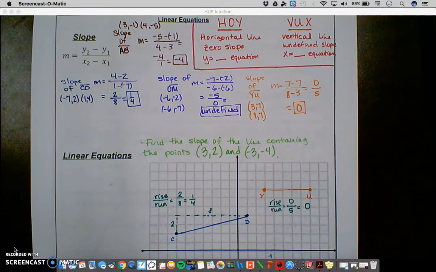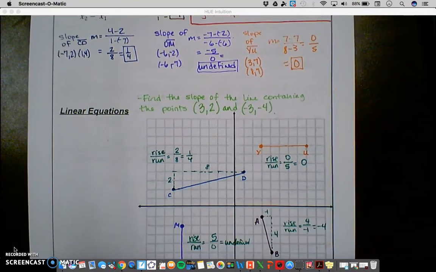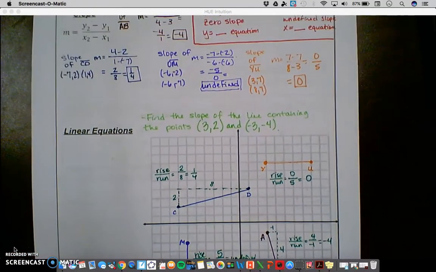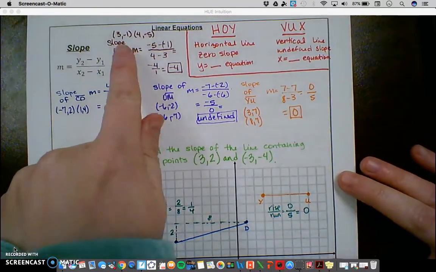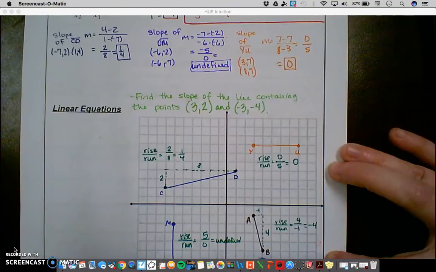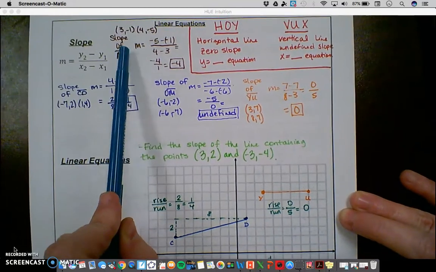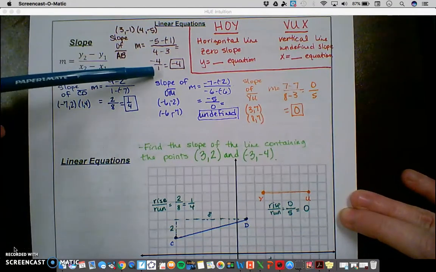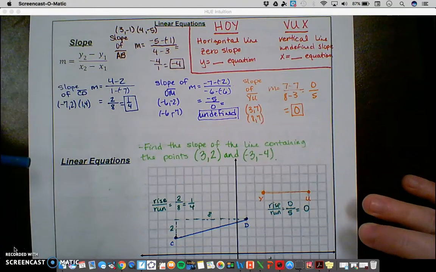Okay, looking at linear equations, we talked about slope a lot this semester, looking at the slopes of lines and how they're related. I've given you some examples on the graph here, and I'll talk about those in just a second. But I've given you the points in each one of those. For the slope of AB, which is down here, we have the points 3, -1, 4, -5. And using slope formula, I found that that slope is -4.